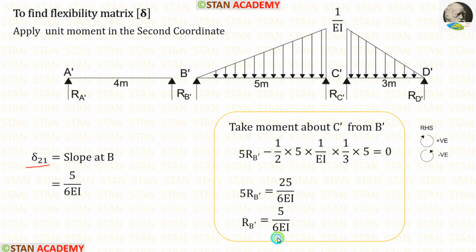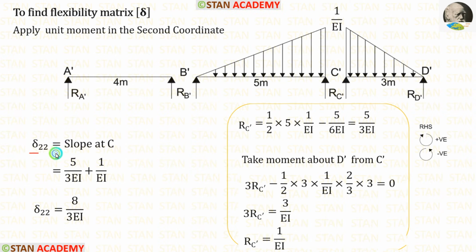For delta 21, let us apply the RB dash value. Now let us calculate delta 22. For that we have to find RC dash. First let us find RC dash in the beam B dash C dash. We can easily calculate this RC dash by taking the total load. In this UVL, the total load is the area, that is half into breadth into height. The total load minus RB dash, which we calculated in the previous step, gives us RC dash.